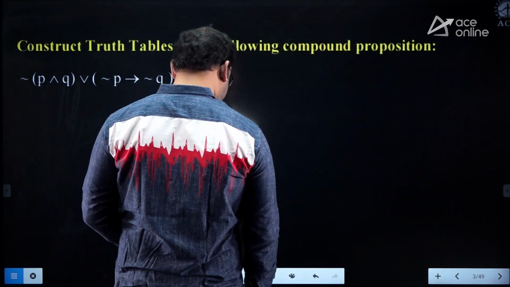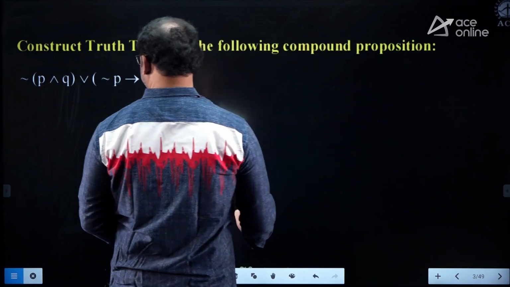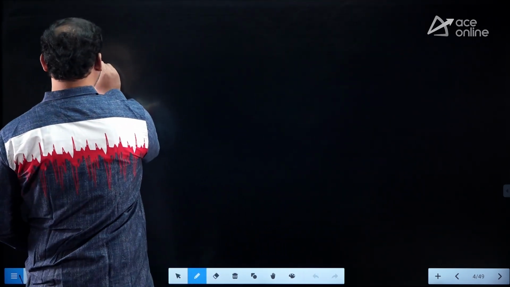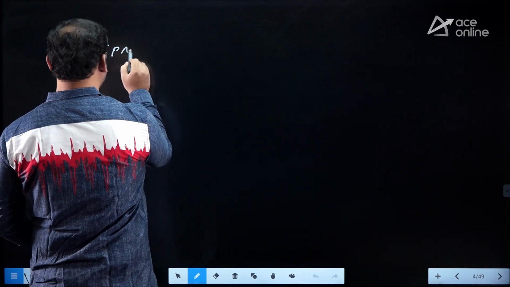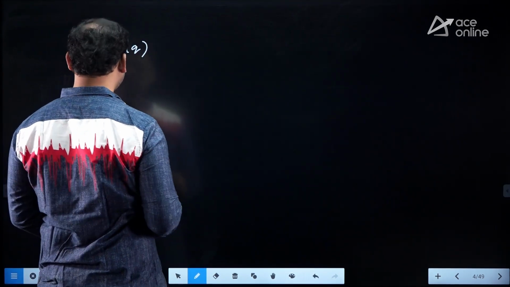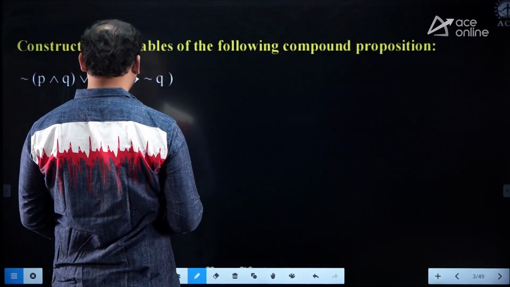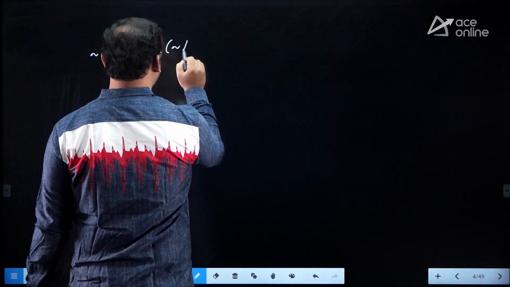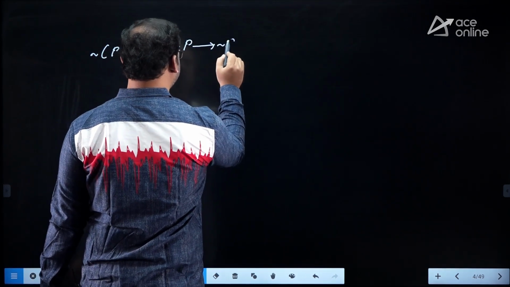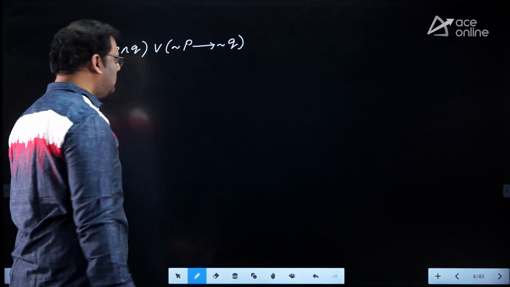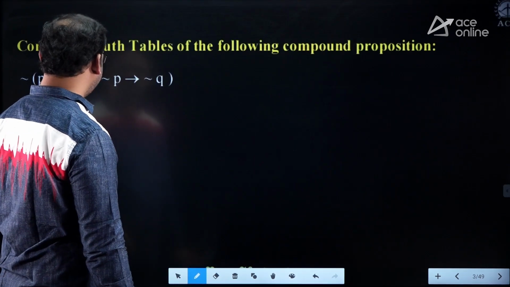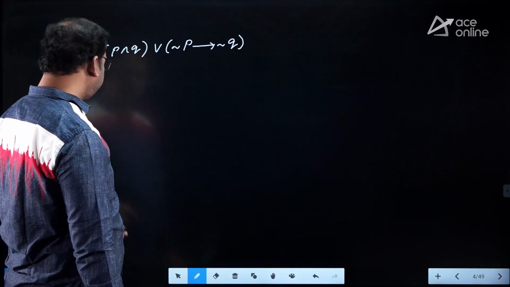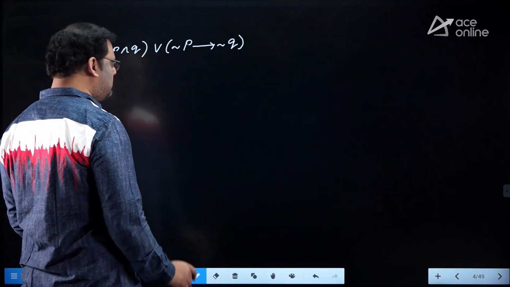And the given formula is negation of (P and Q) or (not P implies not Q). Right? So this is the given one. Just revise all the truth definitions.